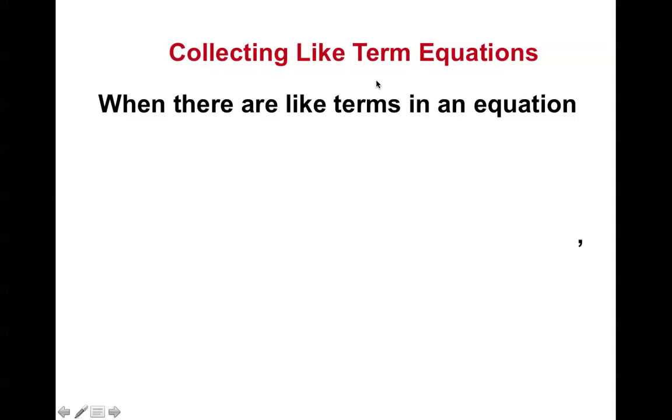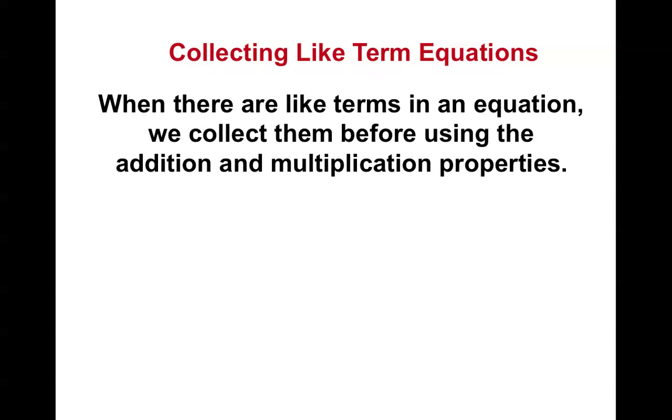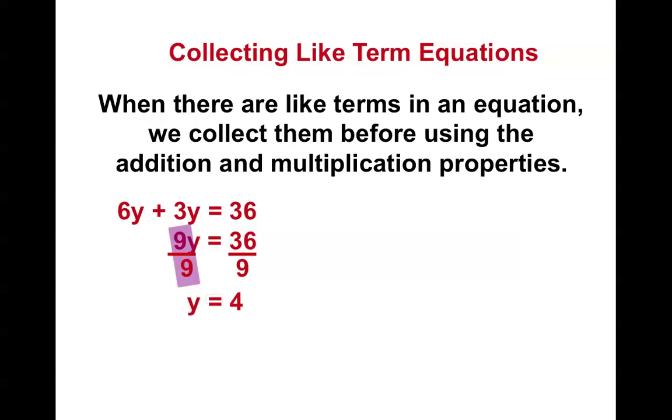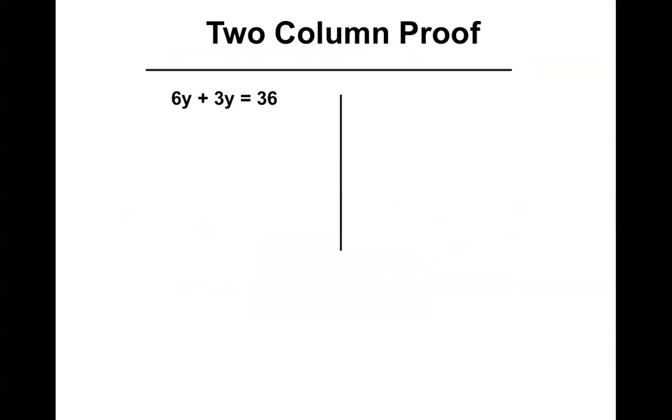So when there are like terms in an equation, we always collect them before using the addition and multiplication or division properties. Let me show you. So in this situation, before using the multiplication or division properties, we collected the like terms into one group of y's. Once we got here, we used the division property to divide by 9 and divide by 9. And we got y equals 4. Always check your work, and you can know if you got the right answer.